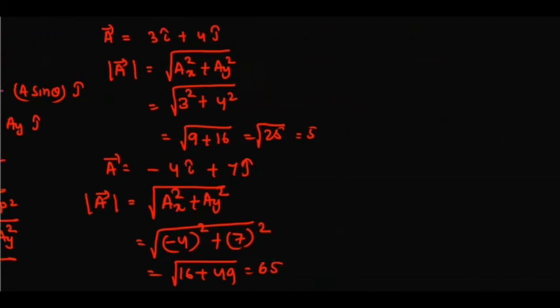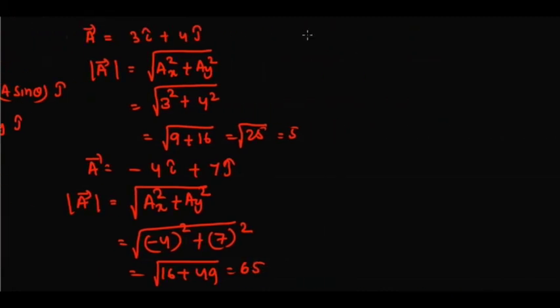Similarly, suppose you have another vector, vector A is written as 8 i cap minus 12 j cap. So here we have to find the magnitude of vector A. So 8 i cap minus 12 j cap is the same as 8 i cap plus minus 12 j cap.